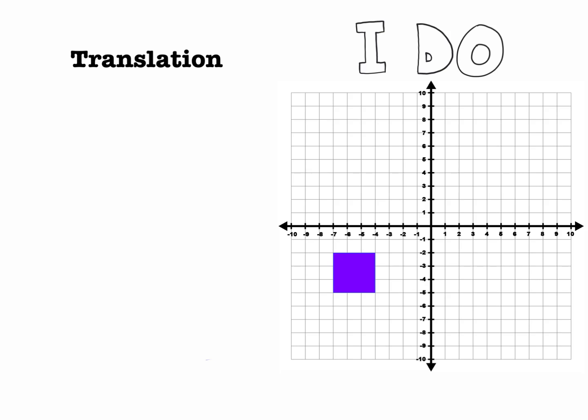Hi, learners. Get ready to slide into geometry. Today, we are exploring translations, and it's going to be super fun. A translation is when you slide a shape in a certain direction without changing its size or orientation. So you can be asked to move it right, left, up, down, or a combination of any of those directions.